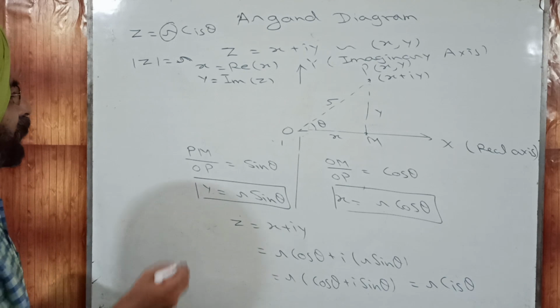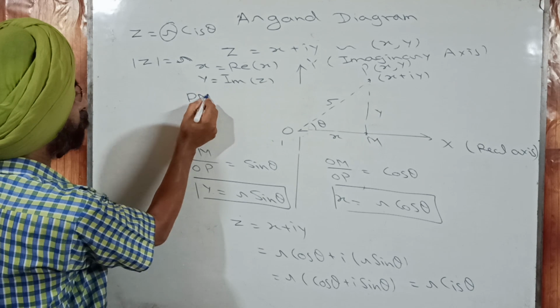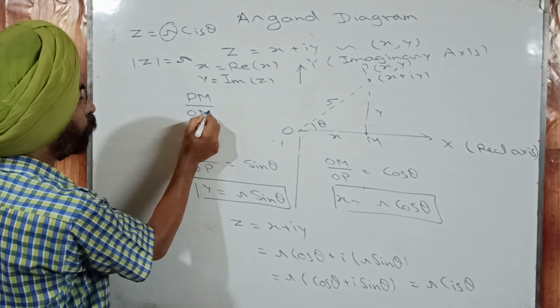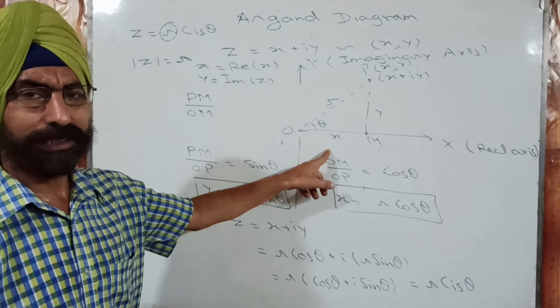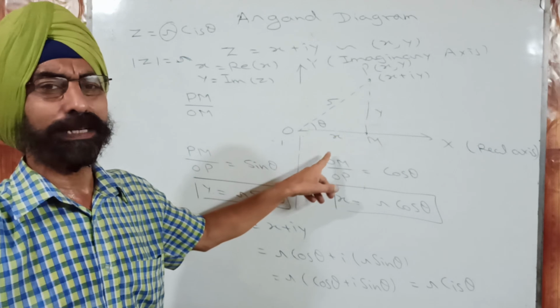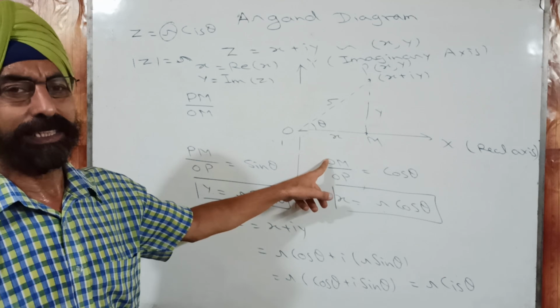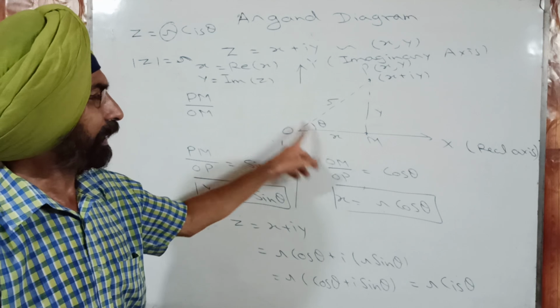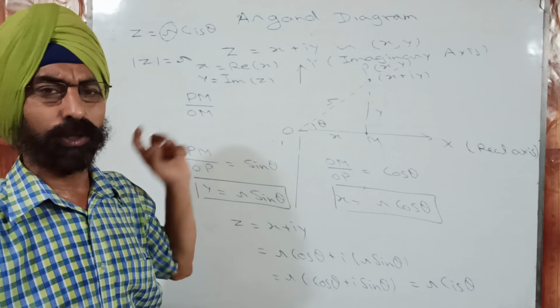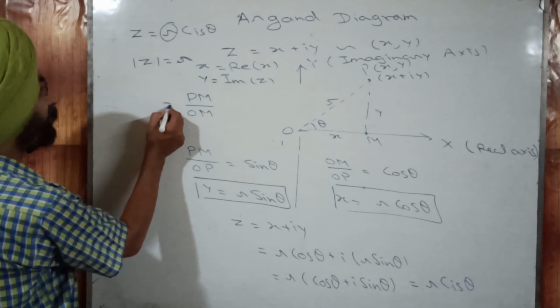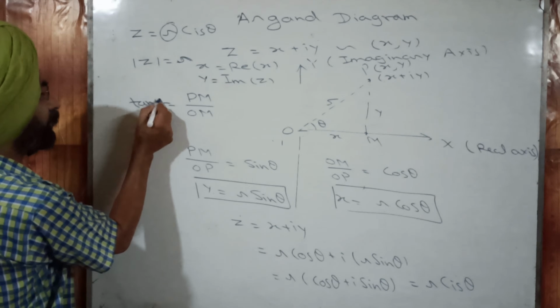PM upon OM. PM upon OM means perpendicular over base, and perpendicular over base is tan theta. According to trigonometry, in a right angled triangle, perpendicular divided by base is equal to tan theta. So this is tan theta.